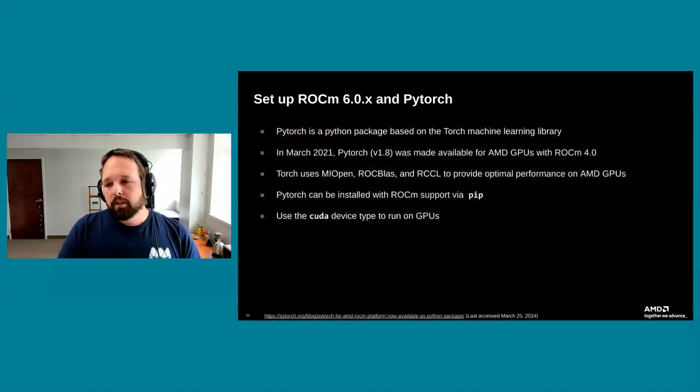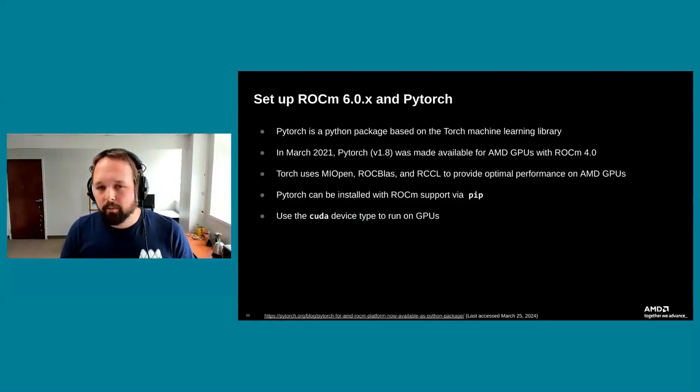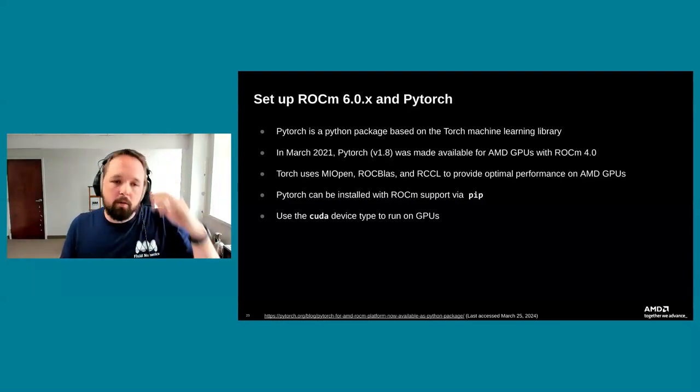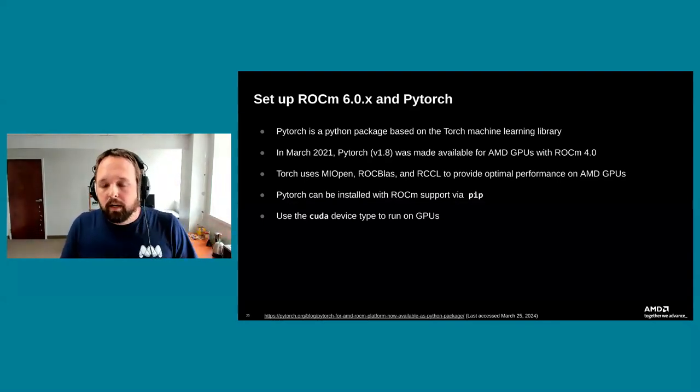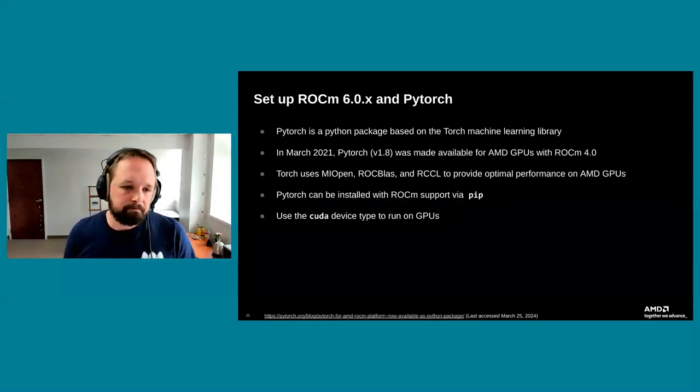All right, so once you have the AMD GPU drivers and ROCm installed, then you can install Pytorch. Pytorch, if you're not familiar, is a Python package based on the Torch machine learning library, which is C++ code. In March 2021, Pytorch version 1.8 was made available for AMD GPUs alongside ROCm 4.0. In the background, Torch does use MIOpen, ROCblas, and RCCL to provide optimal performance on AMD GPUs. This is particularly why you need to have ROCm installed before you install Pytorch.